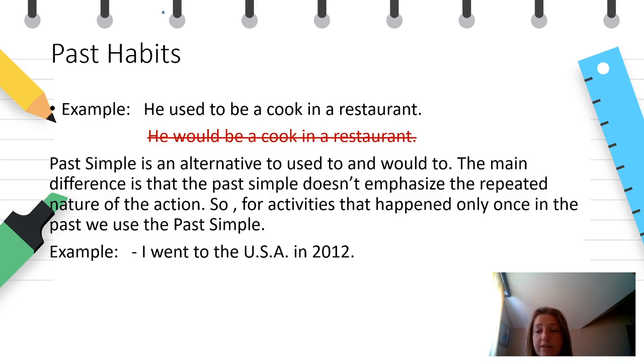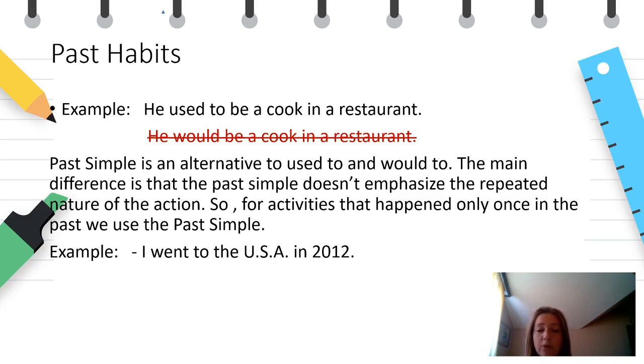The main difference is that past simple doesn't emphasize the repeated nature of the action. So this is the difference between past simple and used to and would. With past simple, we are not sure if the action happened once or more times in the past. So for activities that happened only once in the past, we use the past simple, and we cannot use would or used to.